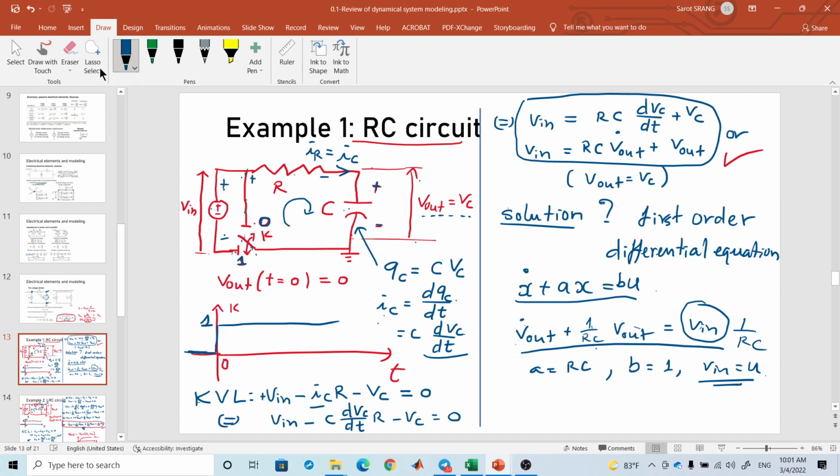Let's say when the switch is on, the input voltage jumps from 0 to 1 volt, and then the output voltage goes like this, to 1 like that. When we approach the asymptote here, it means it goes to constant, so the derivative is 0. At steady state, the derivative goes to 0, which means V in equals V out. It should be like that.